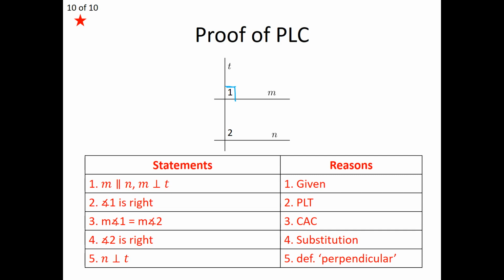Well, using that power of substitution one more time, if I know angle 1 is right, then I also know angle 2 is right by substitution. And if angle 2 is right, that means we must know that line T and line N must be perpendicular by the definition of perpendicular.